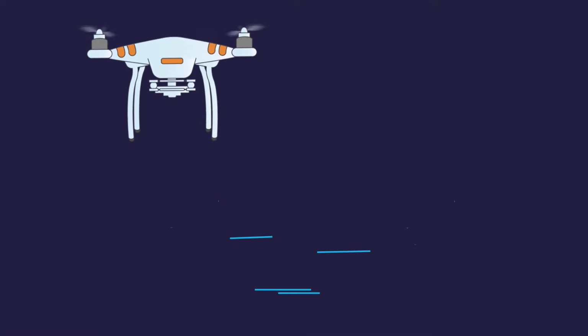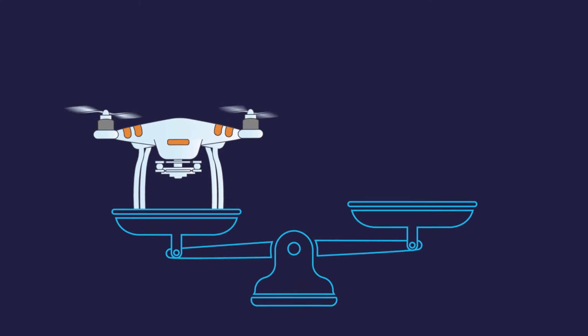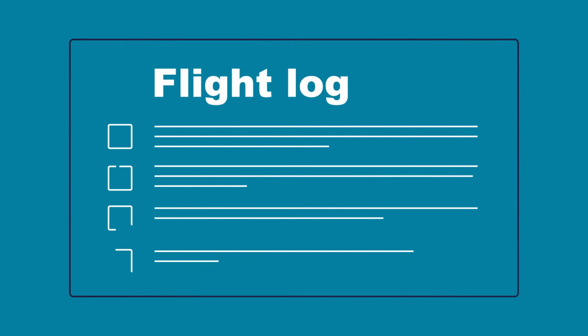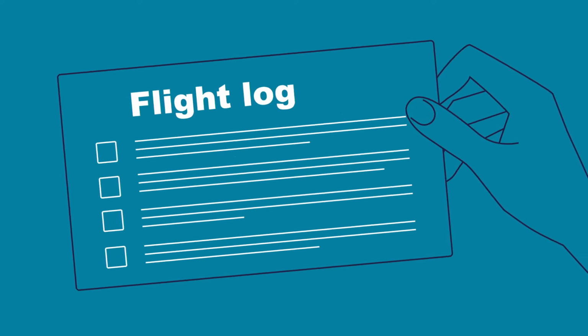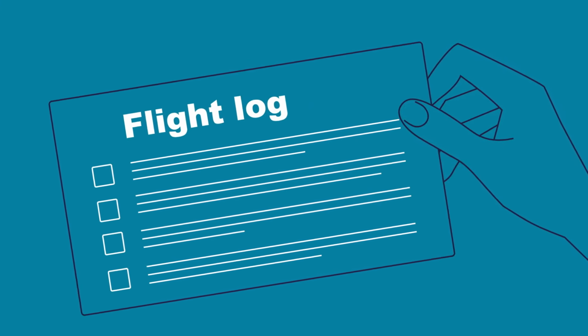All RPAs flown commercially must be registered with CASA, regardless of their weight. Registration is easy and can be completed online using the MyCASA portal. For some operations over your own land, you must also keep records. CASA can ask to see your records at any time. Check to find out if this applies to you.